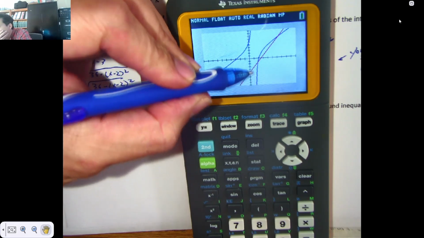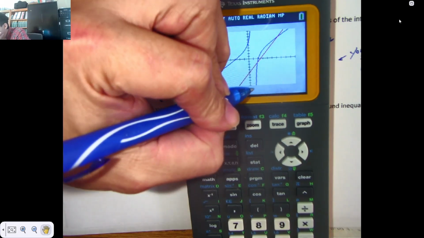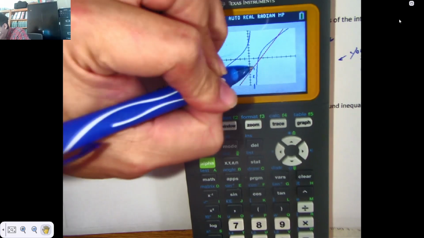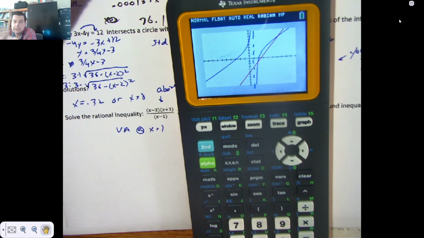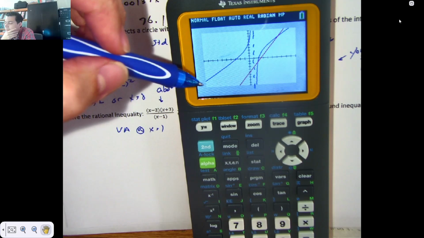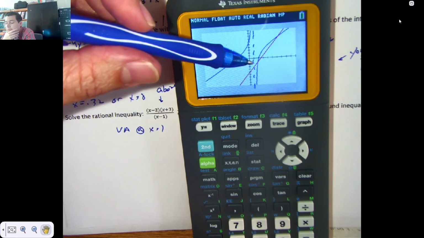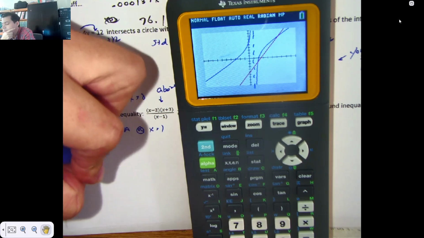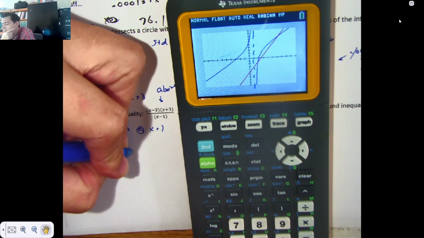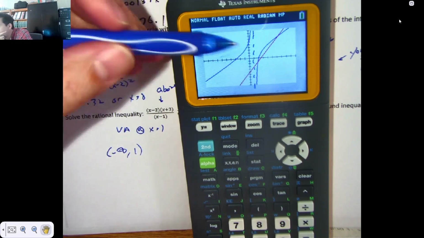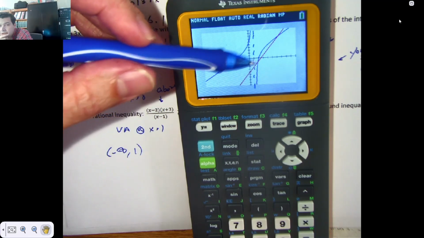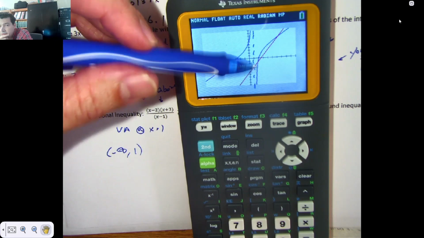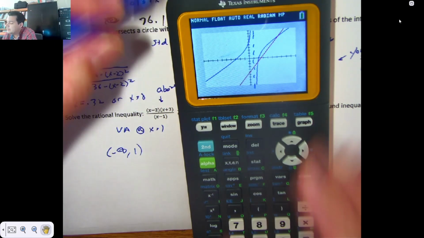Because when x is 1, I wish I had a Sharpie here, but I don't. When x is 1, you're dividing by 0. So this function never has a chance to be 1. But from negative infinity all the way to 1, you are above the red line. So negative infinity all the way to 1 is true. And from 1 to this intersection, you are not. The blue line is below. So we need to find this intersection.